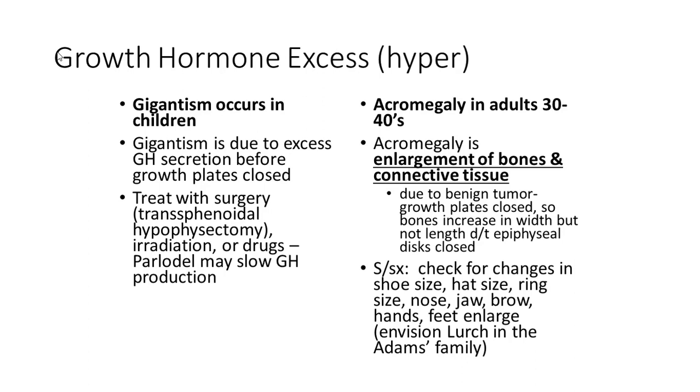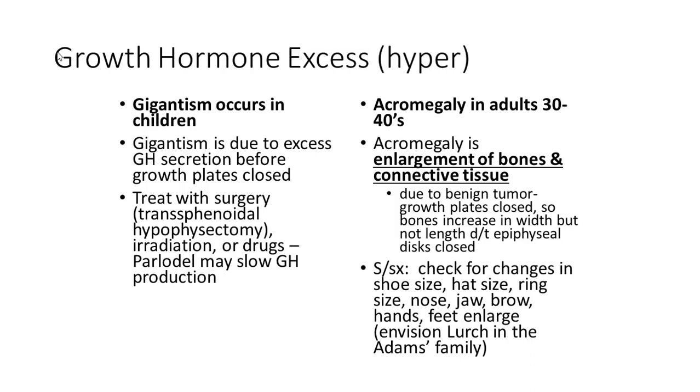So growth hormone excess, like hyper, is gigantism. So when the growth hormone is secreted in excess before the growth plates close, then that's when this gigantism occurs. There's different ways to treat it. There's surgery, there's radiation, or Parlodel. Parlodel is actually a Parkinson's drug. But that will slow the growth hormone production and kind of help try and curb that gigantism.